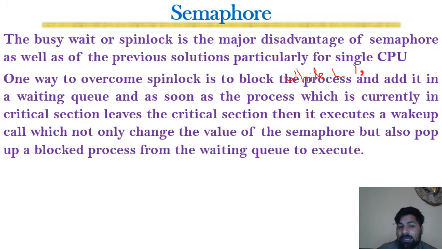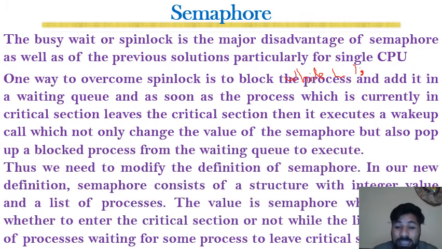So this is another solution to spinlock: once a process executes a wait function and is to be blocked, it is simply put in the waiting queue. And the running process, when it terminates its critical section, not only changes the value of the semaphore but also makes a wakeup call. So block and wakeup are two operating system function calls in which a process is either brought to the CPU or blocked, right?